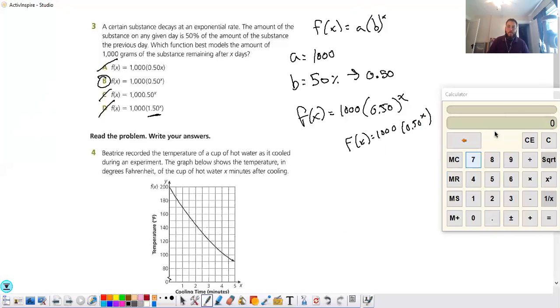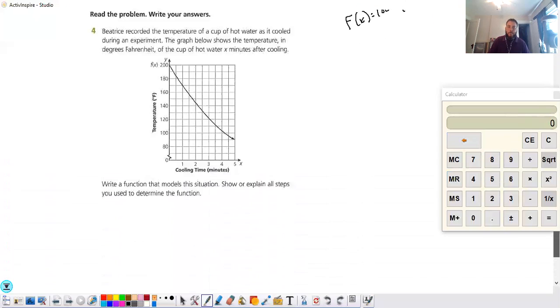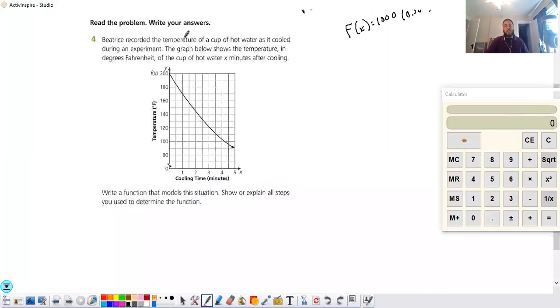All right. Last problem here. It says, Beatrice recorded the temperature of a cup of hot water as it cooled during an experiment. The graph below shows the temperature in degrees Fahrenheit of the cup of hot water x minutes after cooling. Write a function that models the situation. Show or explain all the steps that we use to determine this function.